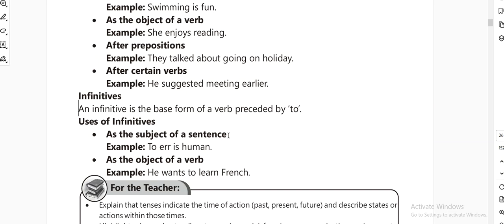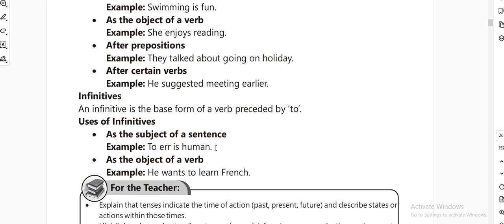Now they will tell us how and where we can use infinitives. First, it can be used as the subject of a sentence. To err is human. You might have known this proverb. It's a famous idiom. To err is human, that it's a human quality to make errors. Okay.